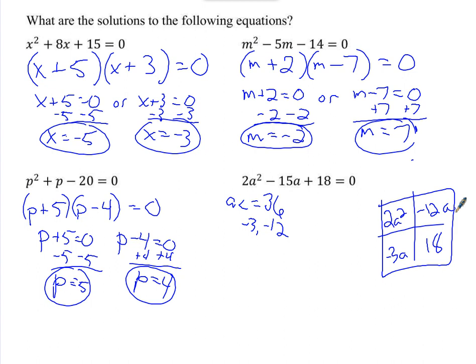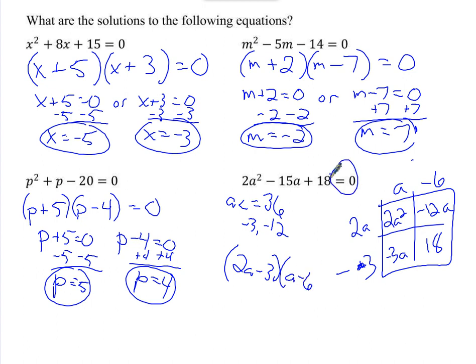The GCF for the rows and columns. Top row is 2a. Bottom row is -3. And the first column is a. And that's a negative sign. I don't know what happened there. And the last column is -6. So then normally my answer would be 2a minus 3 times a minus 6.